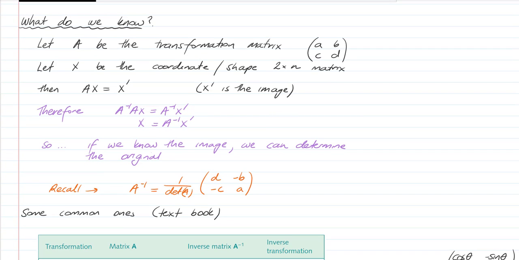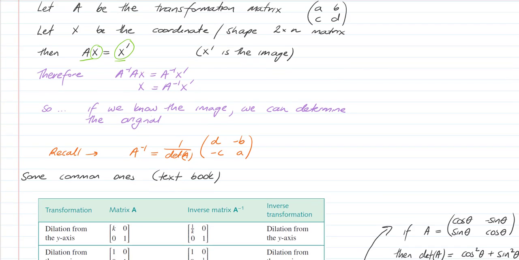If A is a transformational matrix, usually written as A, B, C, D, and X is a coordinate or maybe a shape, which is usually represented by a 2 by n matrix, where n represents the number of vertices the shape has, then we know that AX is equal to X dash. So the transformation matrix times the coordinate or the shape, which is the original, is equal to the image of the coordinate or the shape. So we're pretty happy with that.